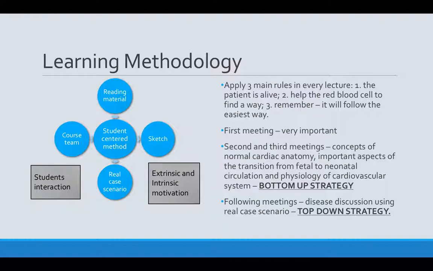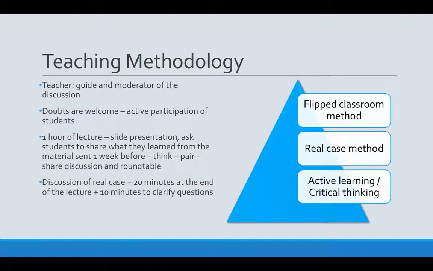And in the following meetings, I will discuss the diseases. So I will use a top-down strategy. And based on these 3 main rules, students will be able to explain congenital heart disease.